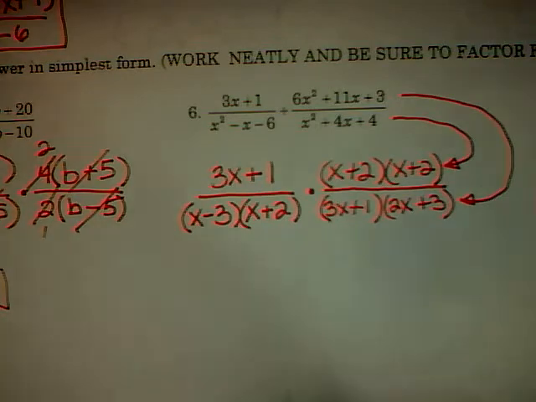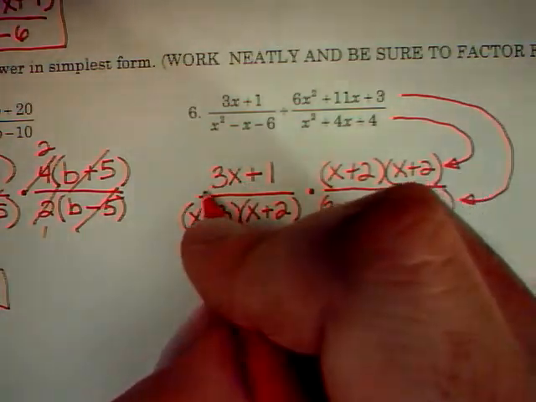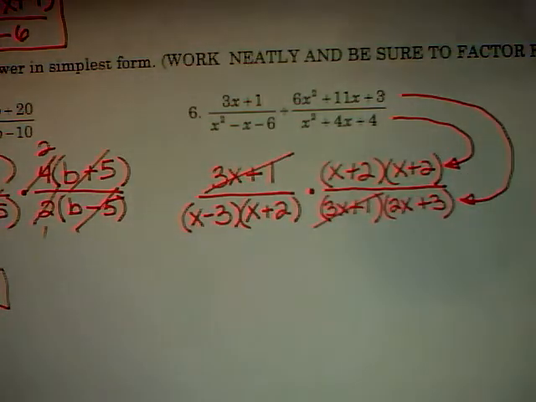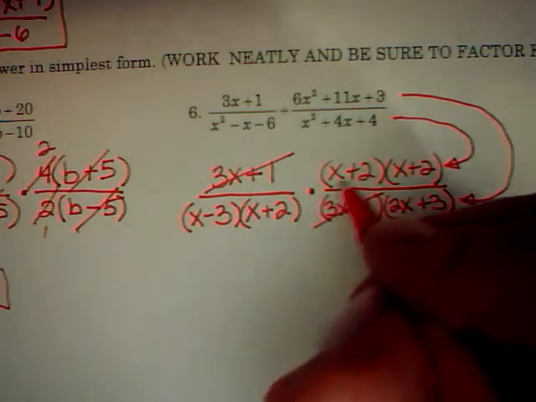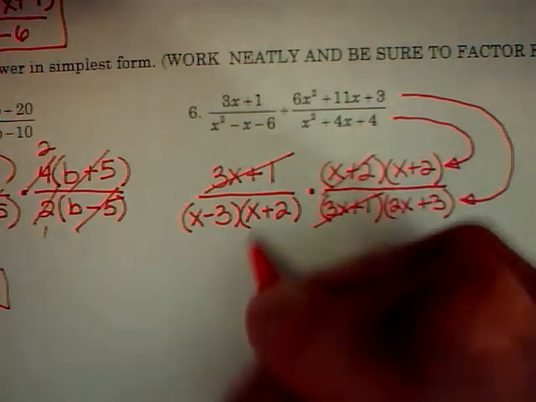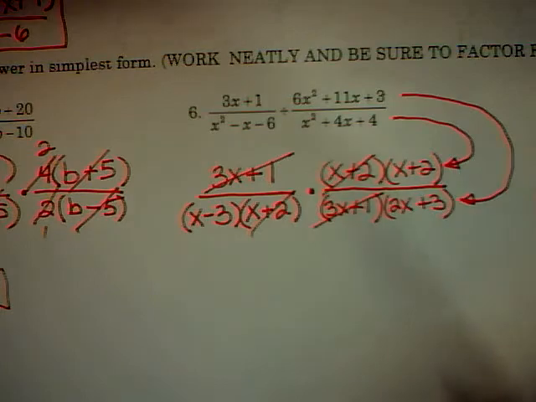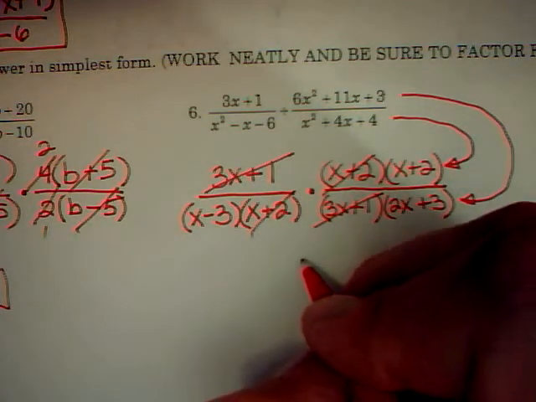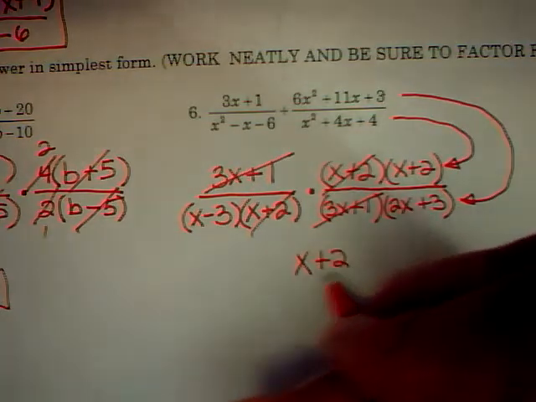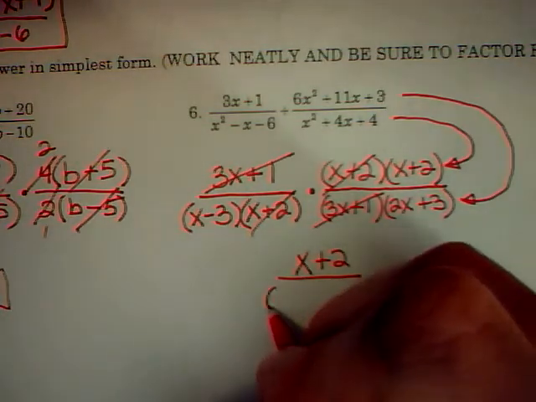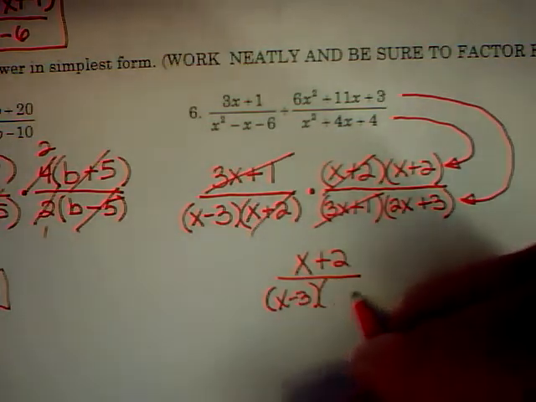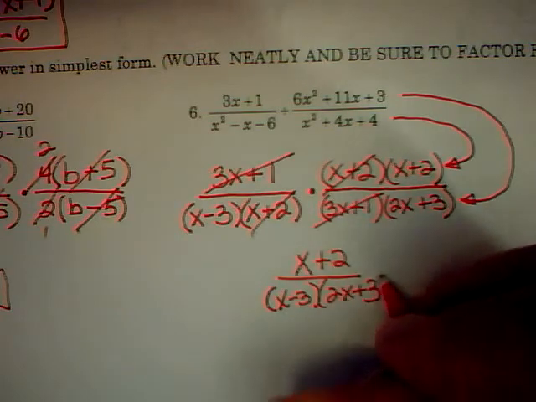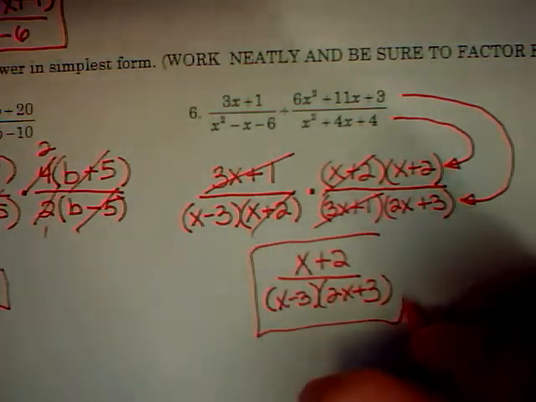So now we're ready to go ahead and cancel. This 3x plus 1 can cancel with this 3x plus 1. This x plus 2 can cancel with this x plus 2. And there is no other x plus 2 in the bottom, so this x plus 2 stays on top, where it's over x minus 3 times 2x plus 3. And that is your final answer.